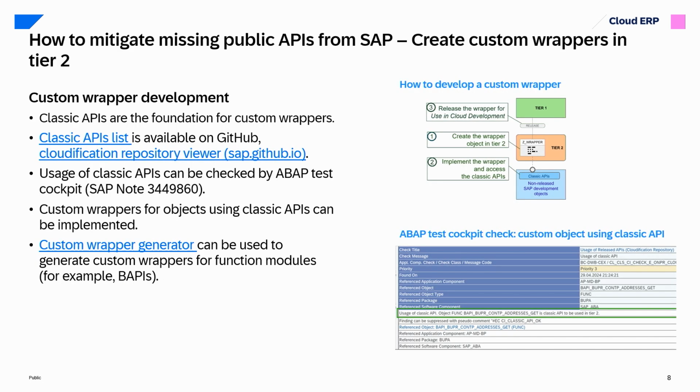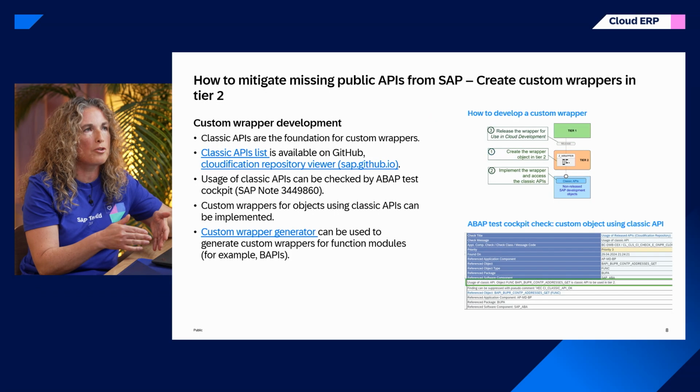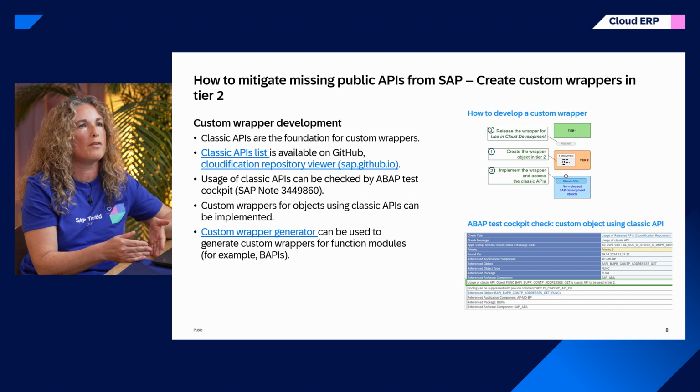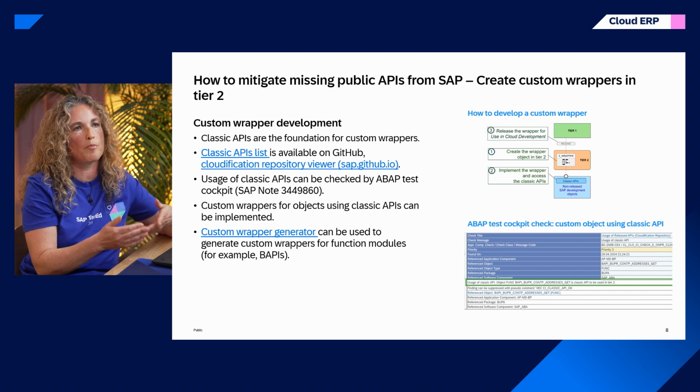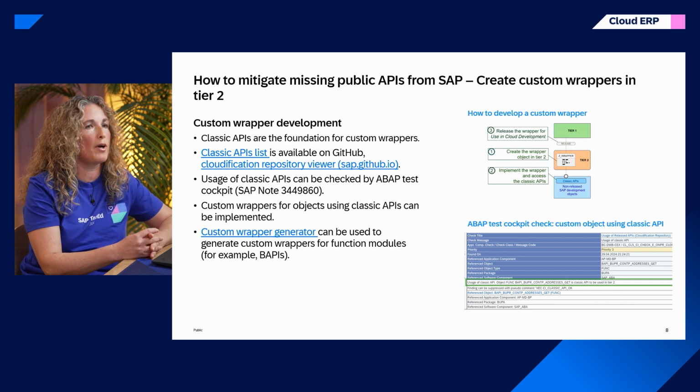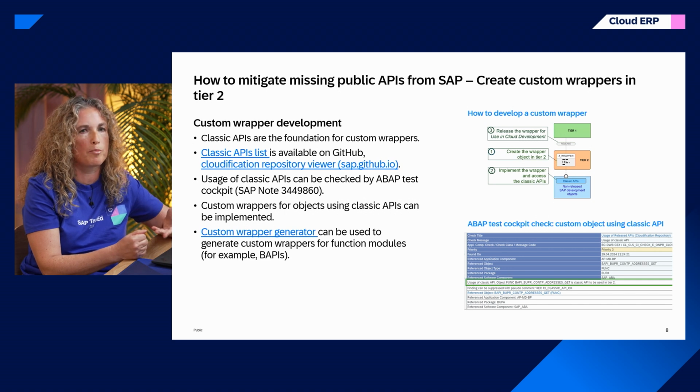If you are missing a public API from SAP, you can implement your own custom wrapper. And the foundation for your custom wrapper development should be the classic APIs. So we from SAP nominated a list of stable classic APIs, which is independent of all S/4HANA releases, and this list should be used as the foundation for you to build your custom wrapper. The list of classic APIs is available on GitHub, and you can check the usage of your classic APIs in your code using the ABAP Test Cockpit.